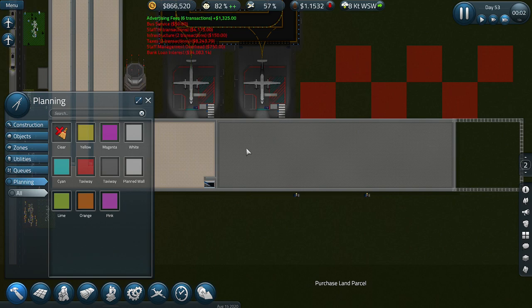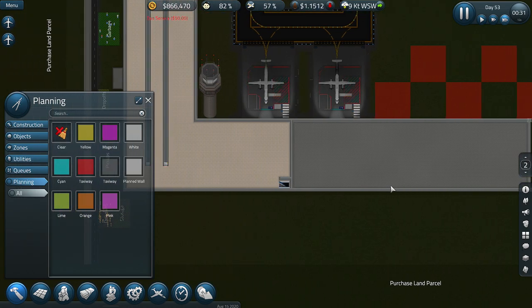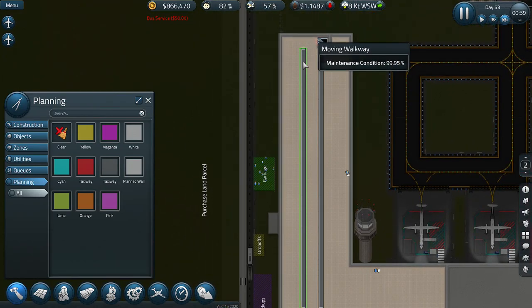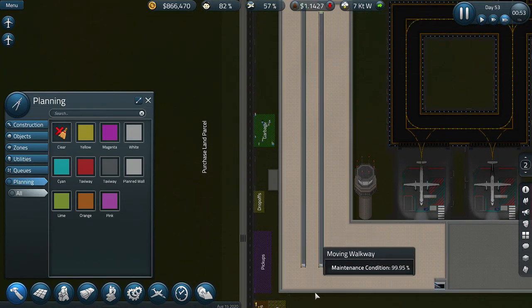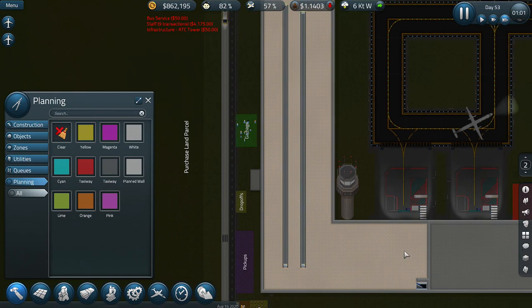The reason that we need this second floor is because the large aircraft stands are only accessible from the top floor. I also went ahead and put in a couple of these moving walkways just to get passengers down to this area a lot quicker.